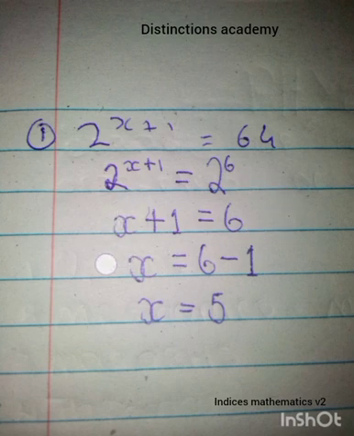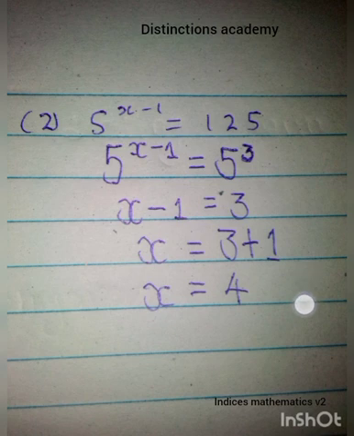So we're going to collect like terms. 1 is going to come this side, and since it has crossed the equal sign, it's going to change to -1. So x therefore is equal to 6 minus 1, which is equal to 5.